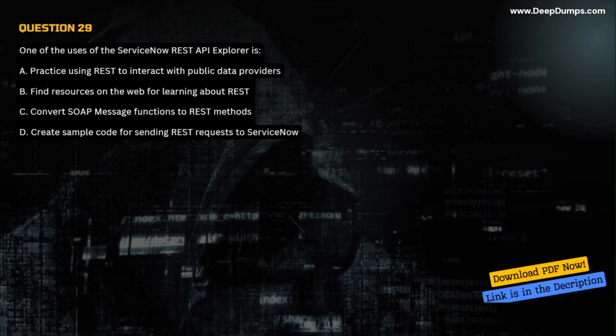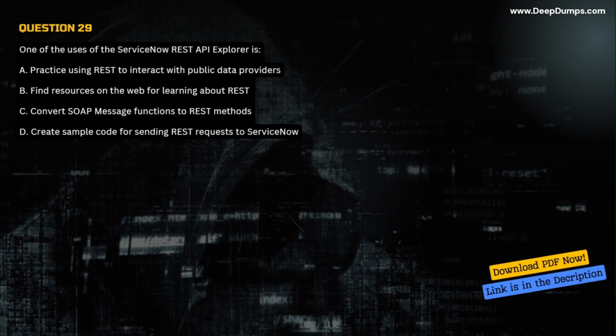Question 29. One of the uses of the ServiceNow REST API Explorer is A. Practice using REST to interact with public data providers. B. Find resources on the web for learning about REST. C. Convert SOAP message functions to REST methods. D. Create sample code for sending REST requests to ServiceNow.